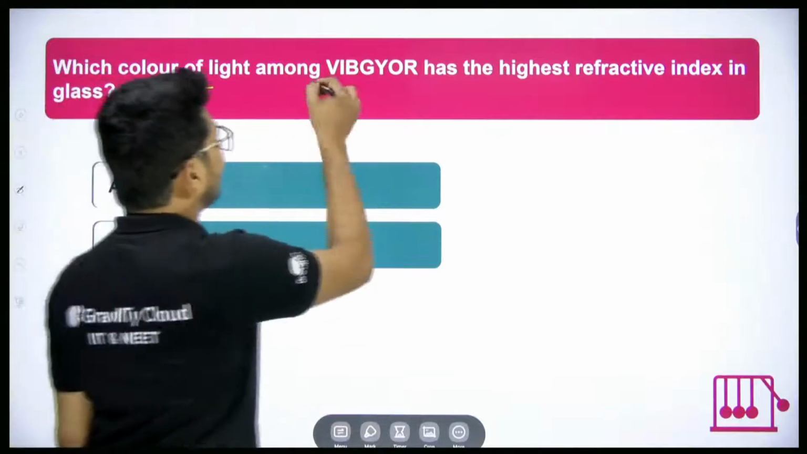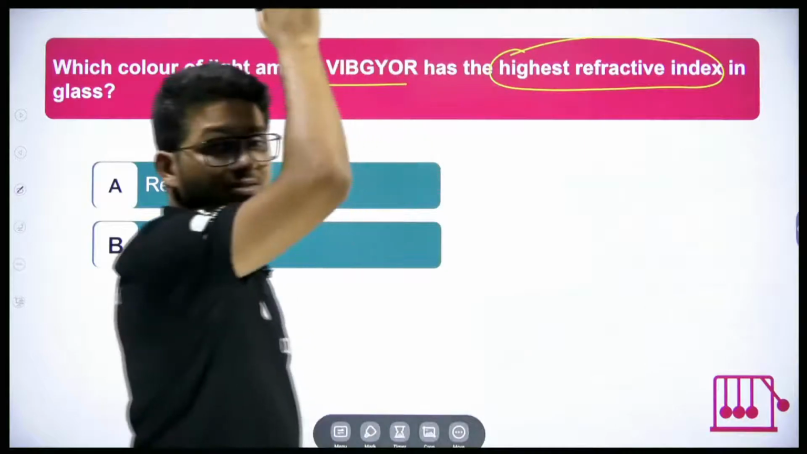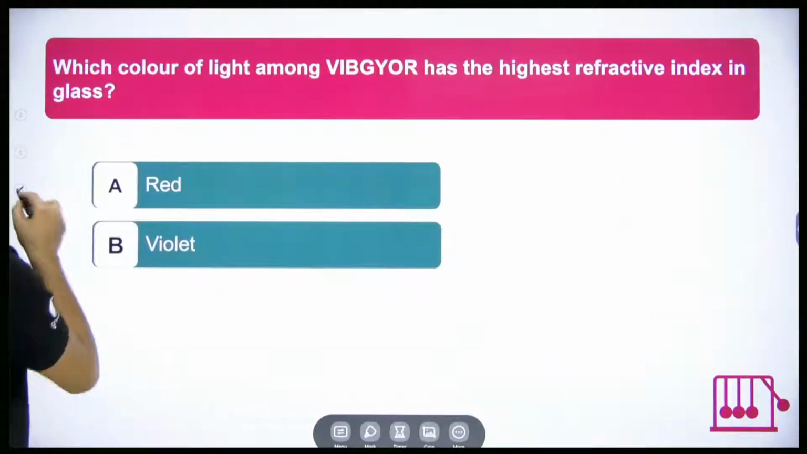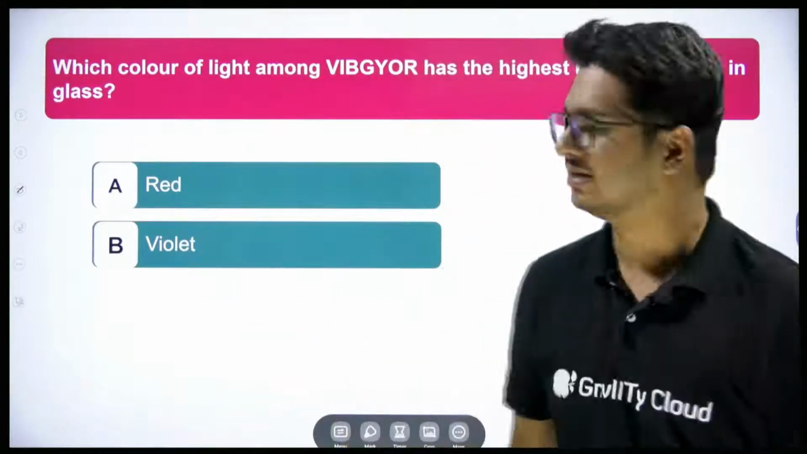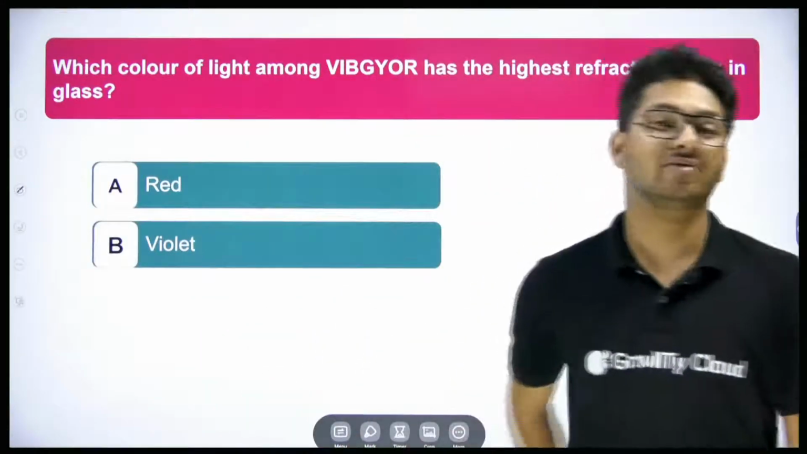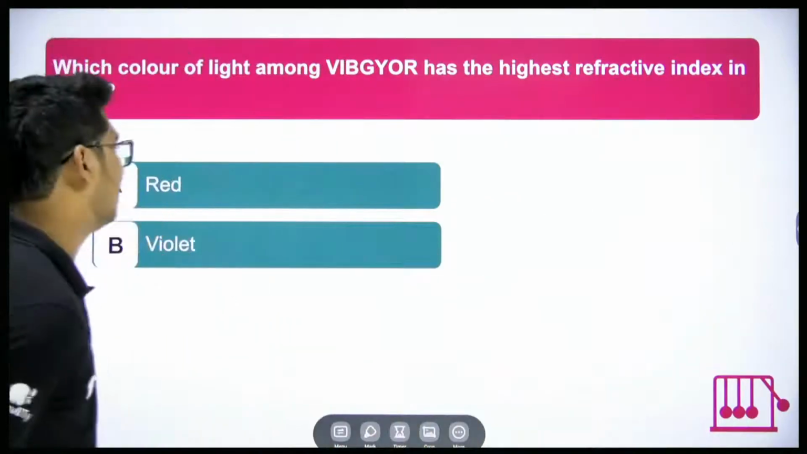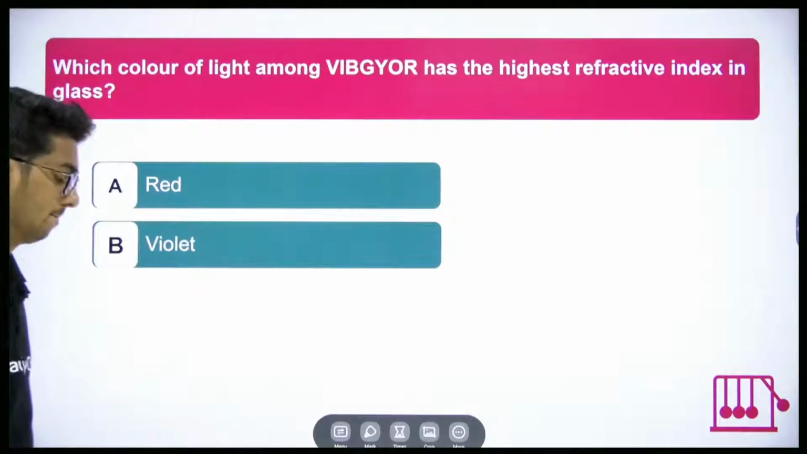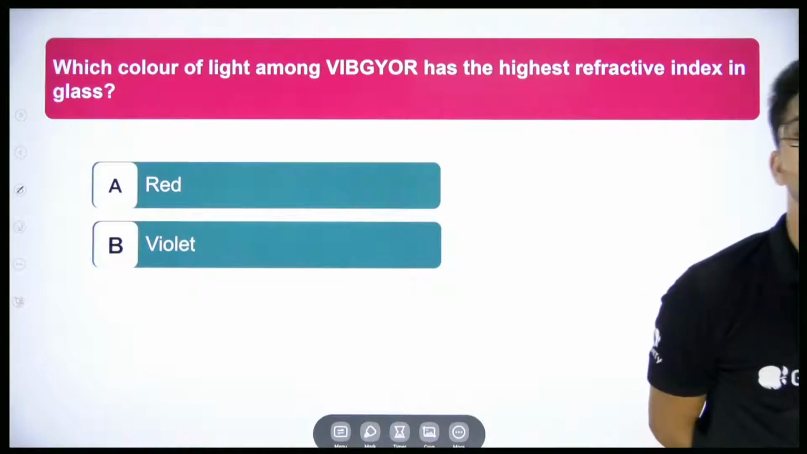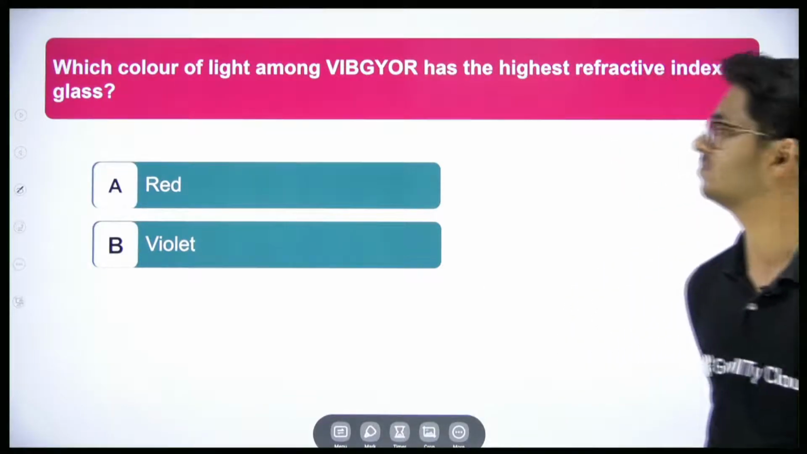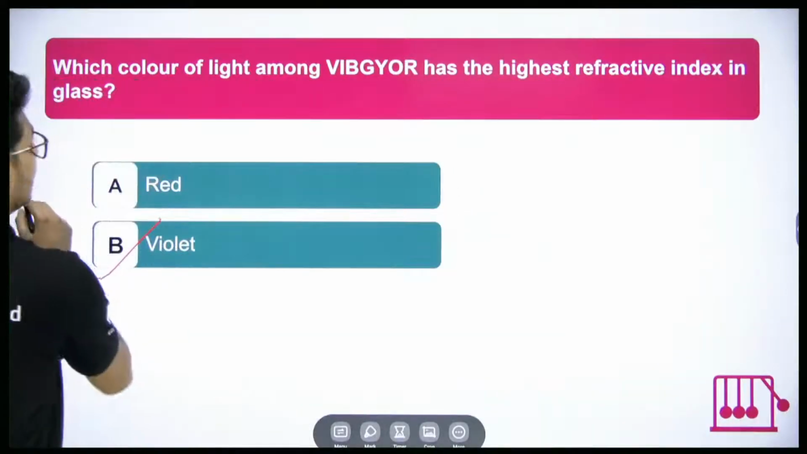Next. Another interesting question. Which color of light among VIBGYOR again has the highest refractive index in glass? Because when we talk about a prism, we generally talk about glass. So which of them has the highest refractive index in glass? You can again take the example of a prism and try answering this. Which of them has the highest refractive index? And the answer is violet. Now why? It's very simple.